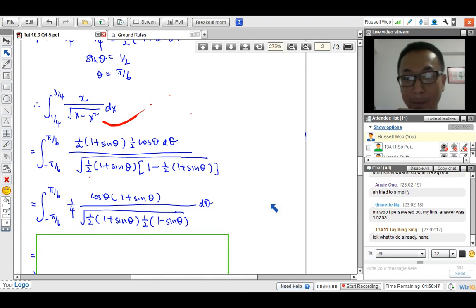Correct? No big deal, right? Then I think we roughly know where we are going towards, because you see a 1 plus sine theta, 1 minus sine theta.